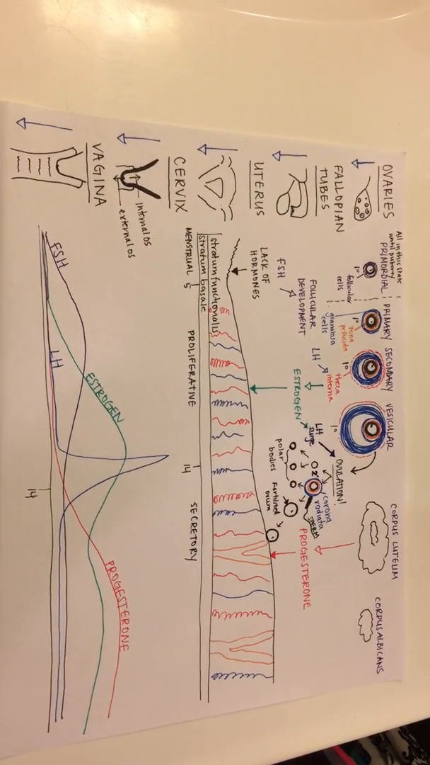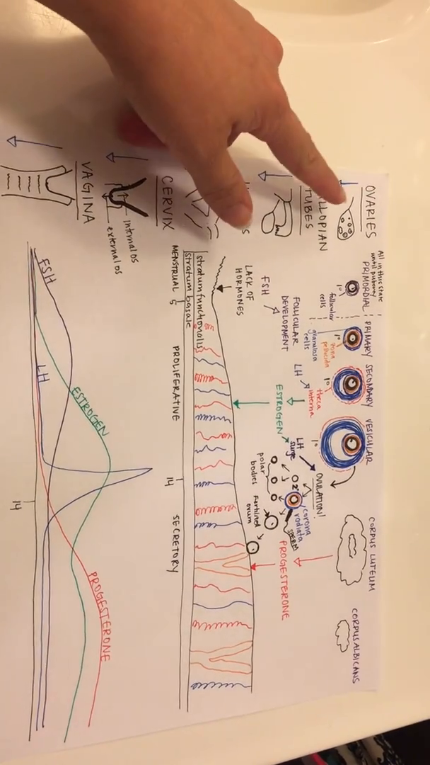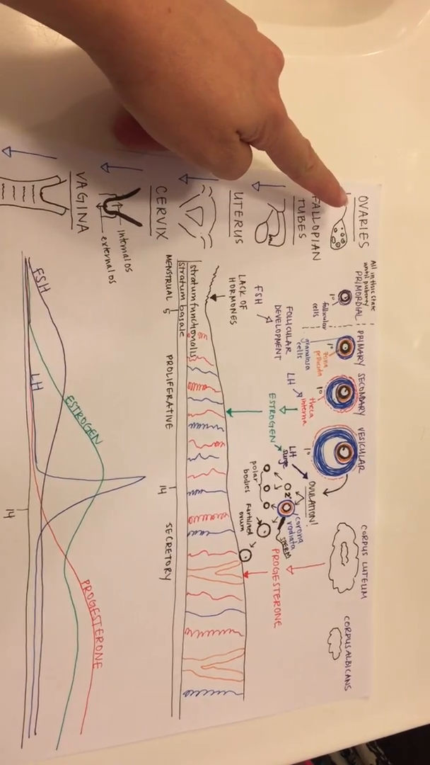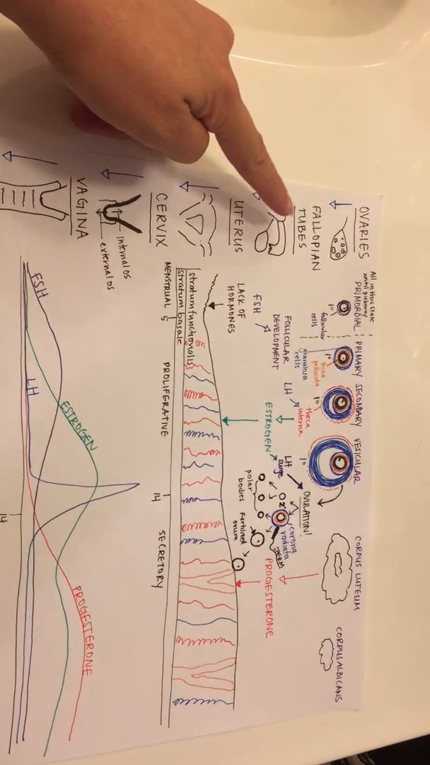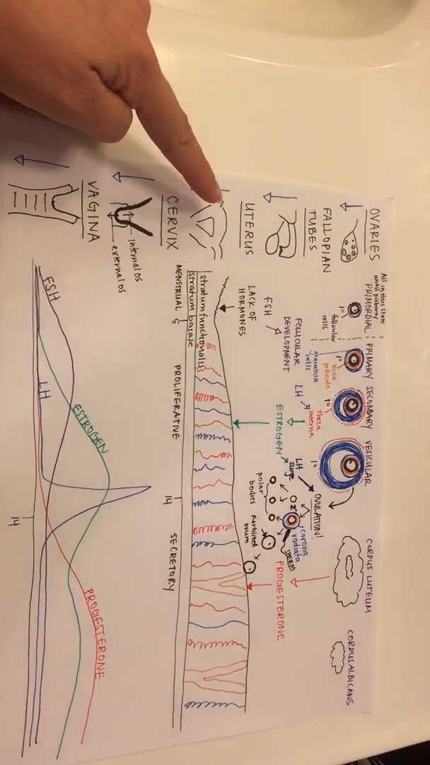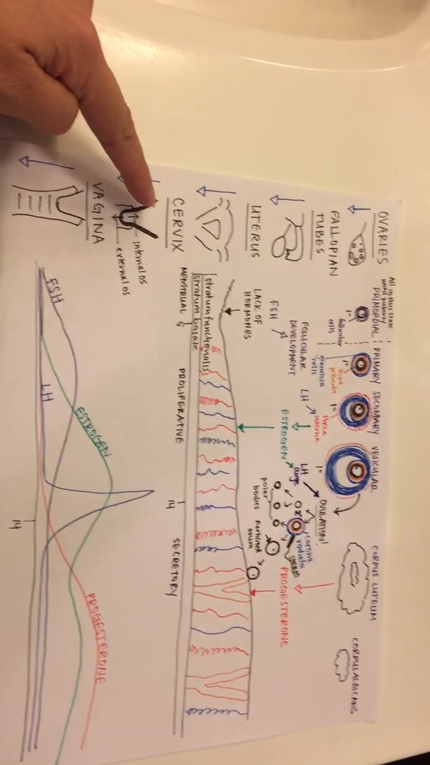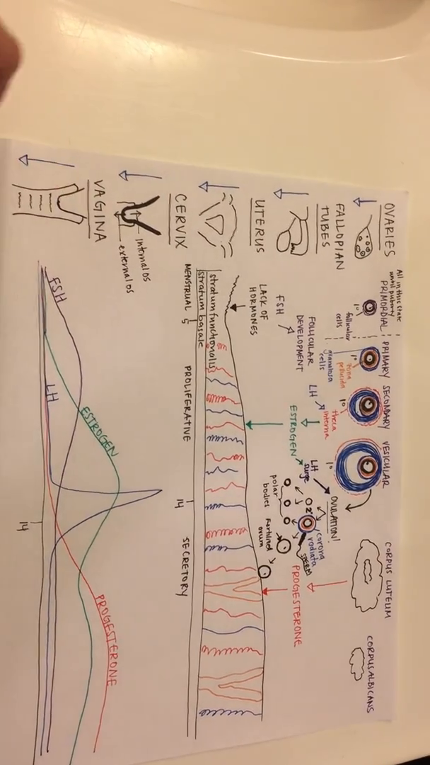Okay, so female reproduction. This is our duct system. The eggs develop in the follicles in our ovaries, then travel to the fallopian tubes, and then ultimately into the uterus, then into the cervix, and ultimately out the vagina.